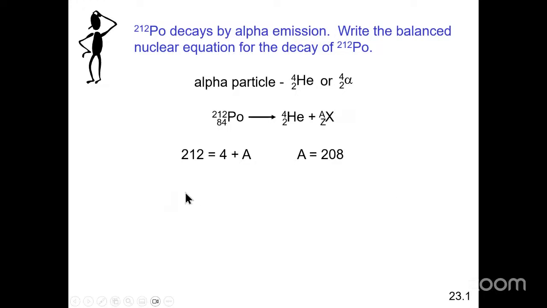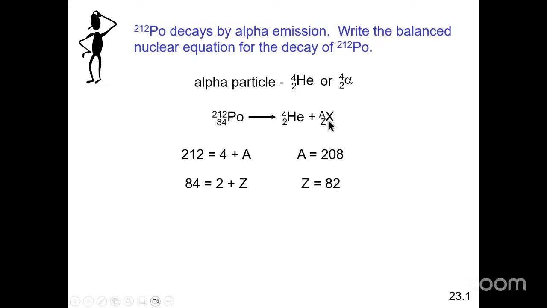Then we do the same thing with the atomic numbers, right? 84, which is the atomic number of polonium, is equal to 2, which is the atomic number of the alpha particle, plus the atomic number of the unknown element X, which is Z. Again, we do the simple arithmetic to solve for Z, which is equal to 82, right? So we know that this nucleus has a mass number of 208 and an atomic number of 82. So now we need to identify X.